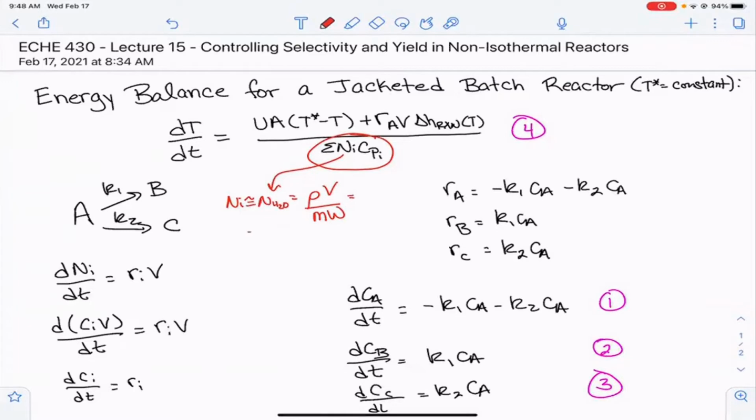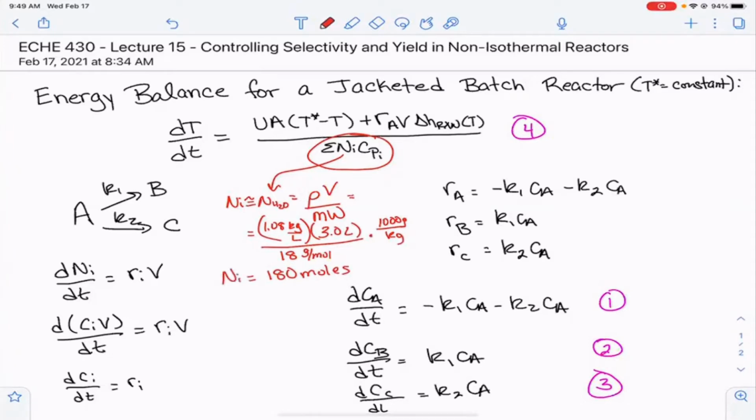So the density of water is 1.08 kilograms per liter times our volume. And we were told in our problem that the volume is 3 liters. And we know the molecular weight of water is 18 grams per mole. And we just have to do a quick unit conversion because we have kilograms and grams. So we know that there's 1,000 grams in a kilogram. And so our number of moles here of water is 180 moles. Okay, so that term in the bottom here, Ni, is essentially 180 moles in this problem.